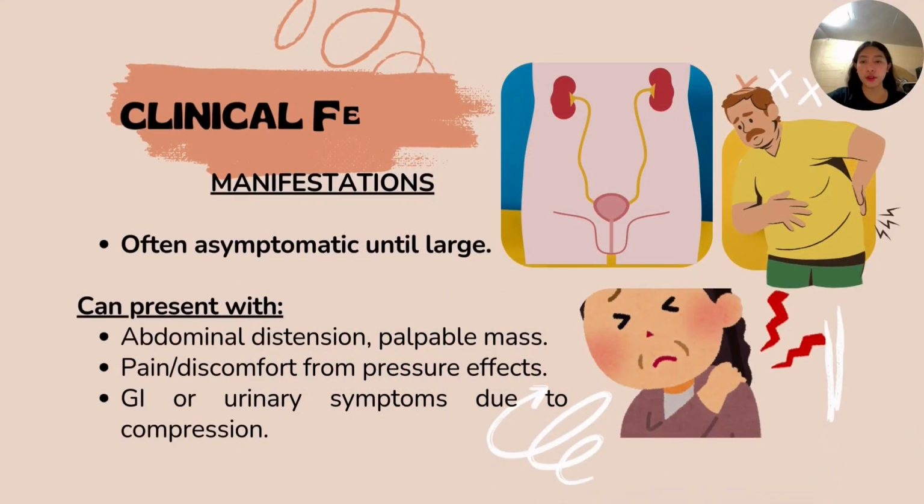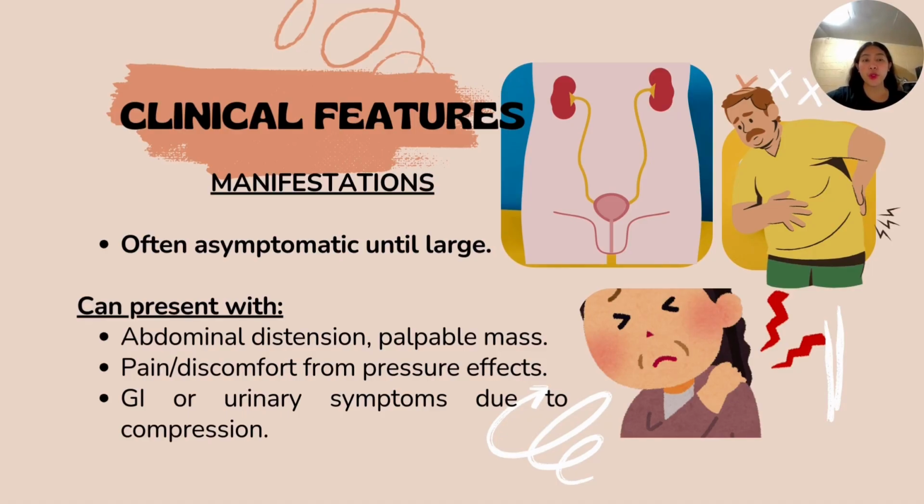So for clinical features, manifestation is often asymptomatic until large. So early on, the tumor is usually small and confined to the ovary. The ovary is located deep in the pelvis with room to expand. So the growth is often asymptomatic until it becomes quite large. Then it presents with abdominal distension and a palpable mass.